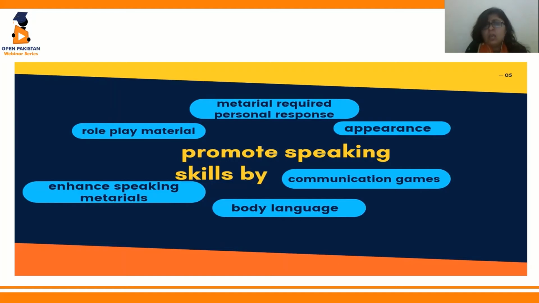These are the role play materials that require a personal response. Like if you are giving them some material that if you are an interviewer, what type of questions you will ask, so you will provide them some material. And you can give them brainstorming material: you have to brainstorm and then present after brainstorming. And storytelling: a student can briefly summarize or tell a story they heard from somebody, or they may create their own stories to tell their classmates.